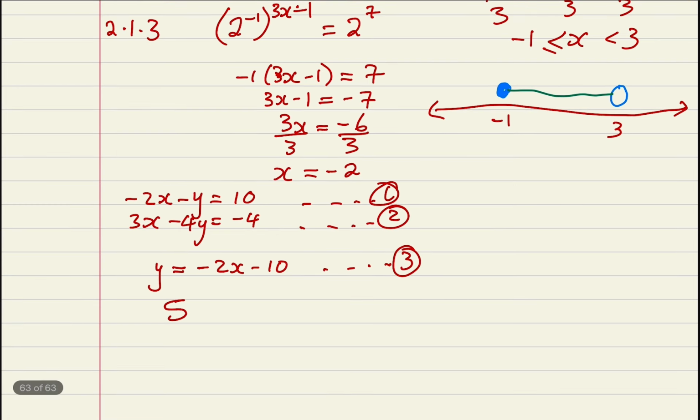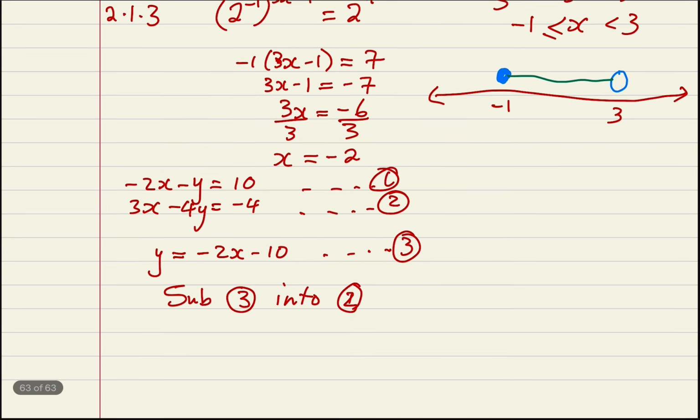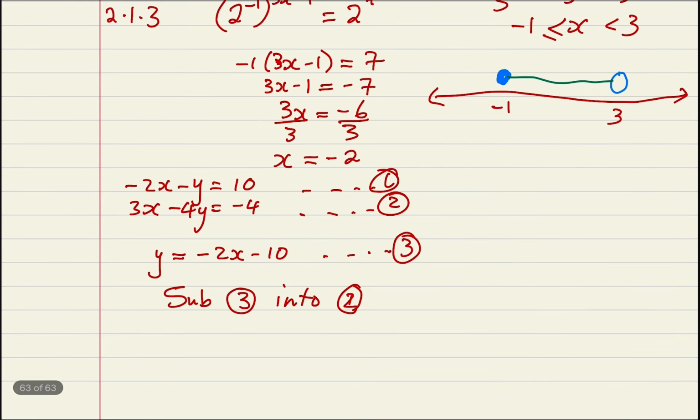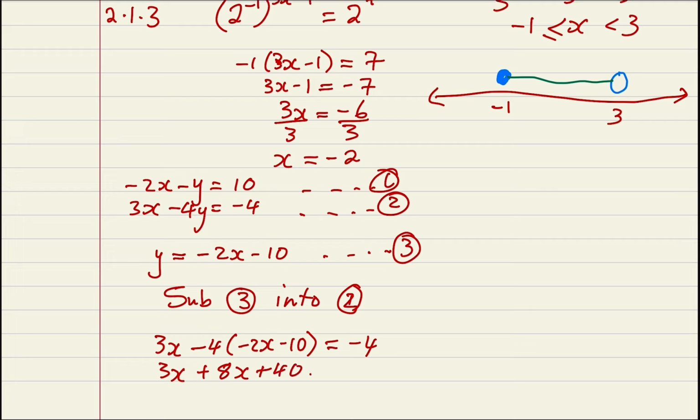Then I say substitute equation number 3 into equation number 2. So hence we will have 3x minus 4 into negative 2x minus 10 is equal to negative 4. This is 3x plus 4 times 2 is 8x, then plus 40 equals negative 4. This and this will give us 11x is equal to negative 44.